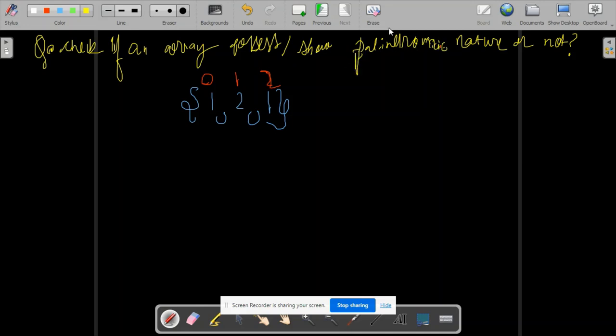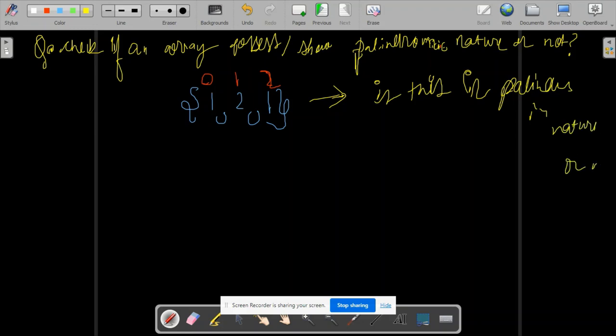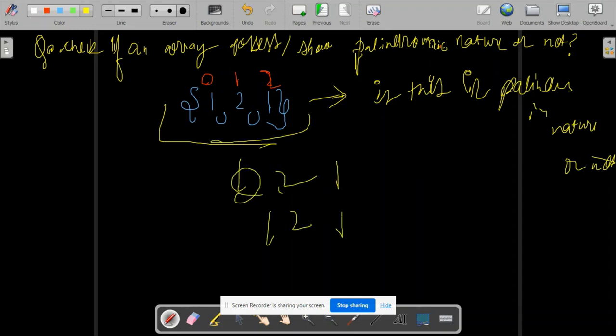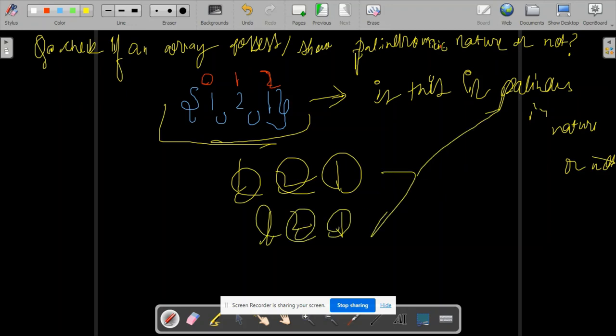Now, based on the knowledge that you gained from my explanation of the palindromic meaning, can you tell if this array is palindromic in nature or not? Can you think in your mind? See, read it from the start, 1, 2, 1. Read it from back, 1, 2, 1. It is sounding the same. It means it is palindromic in nature. As simple as that.